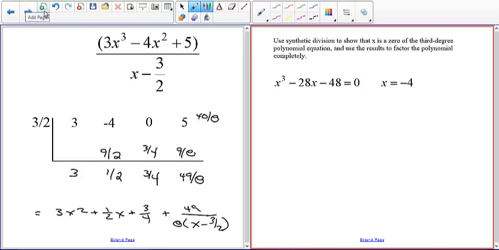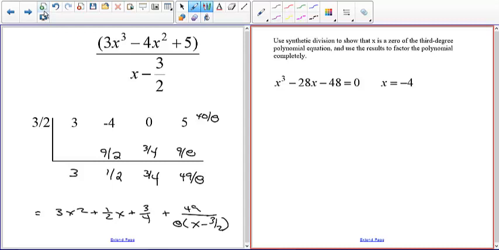Okay, so that's just examples of this stuff. So where is this used? Well, it's for answering the question, like on the right-hand side. Use synthetic division to show that x is a 0, meaning x equals -4, is a 0 of the third degree polynomial. Use the results to factor the polynomial completely.